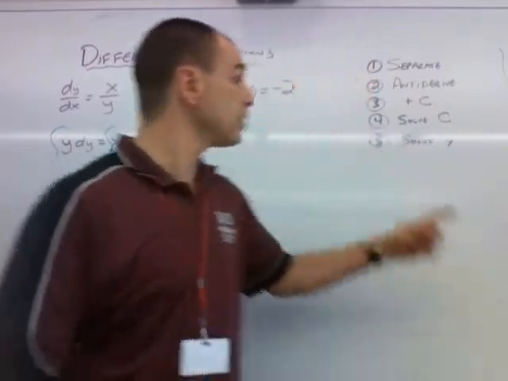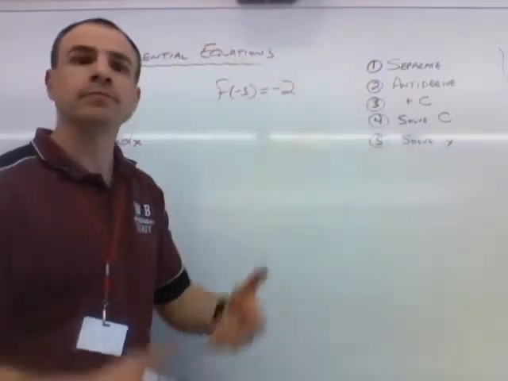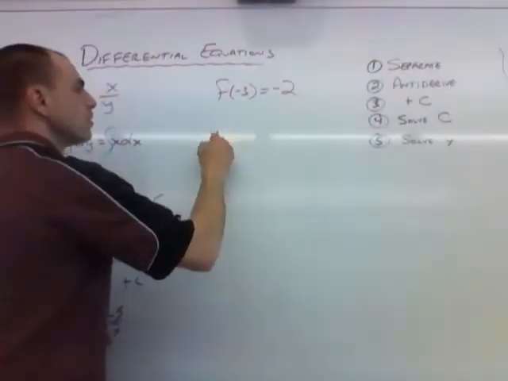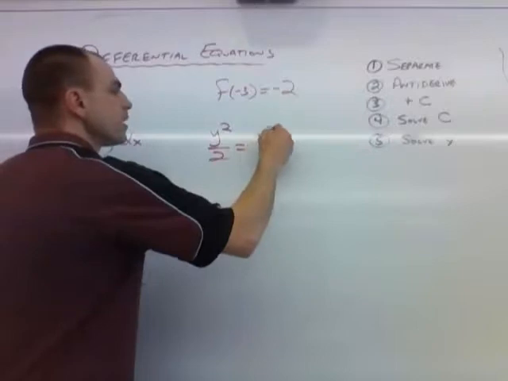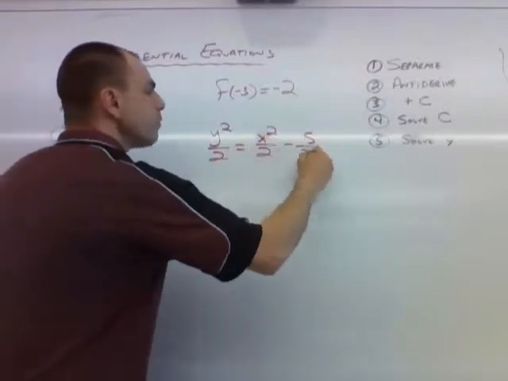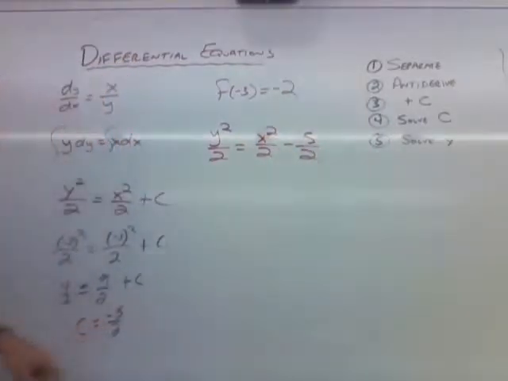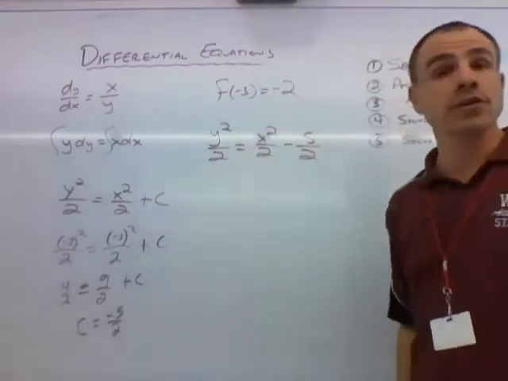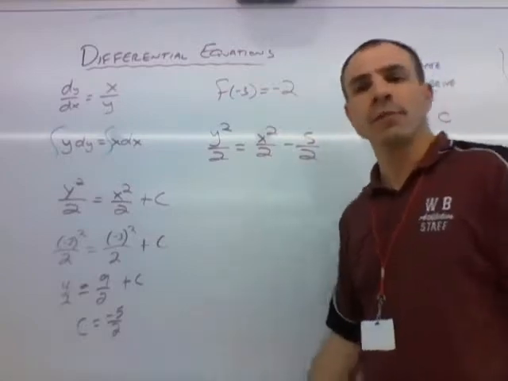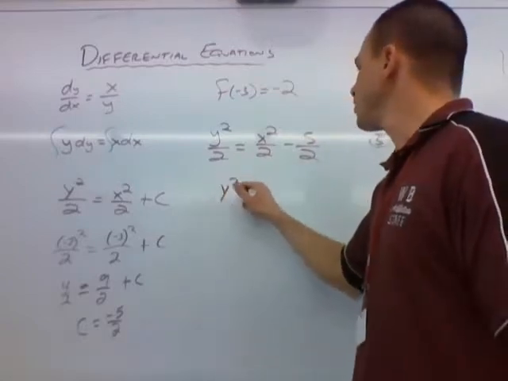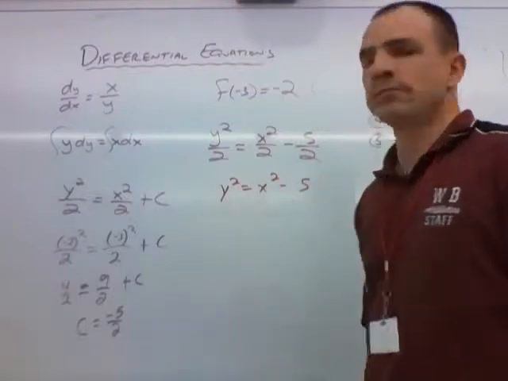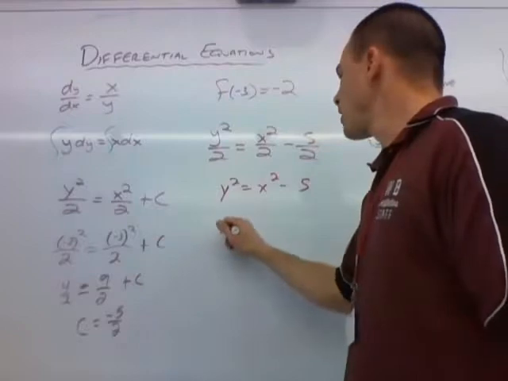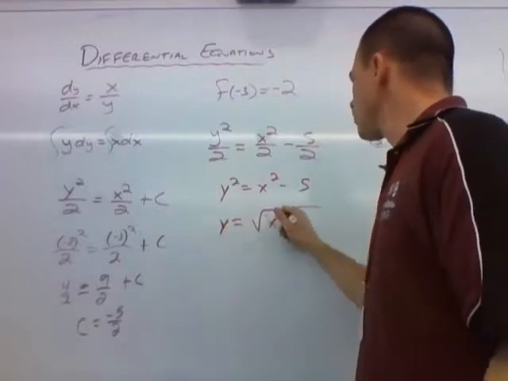We solve for c using the initial condition. Step 4 is done. Now let's figure out what y is. So to recap, we have y squared over 2 equals x squared over 2 minus 5 over 2, because we're adding -5/2. Let's get y all by itself. How do we get rid of the 2? Exactly, multiply everything by 2. So we end up having y squared is equal to x squared minus 5. How do we get rid of the square? We're going to take the square root. So we have y is equal to the square root of x squared minus 5.